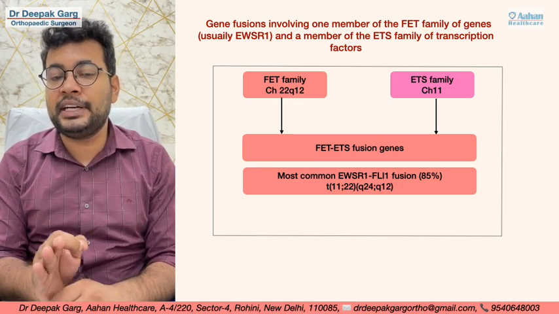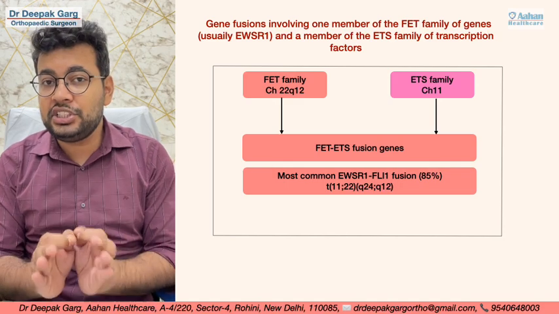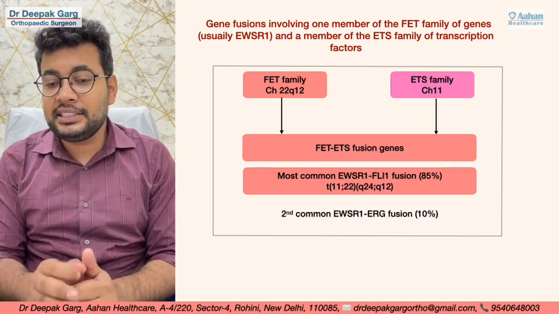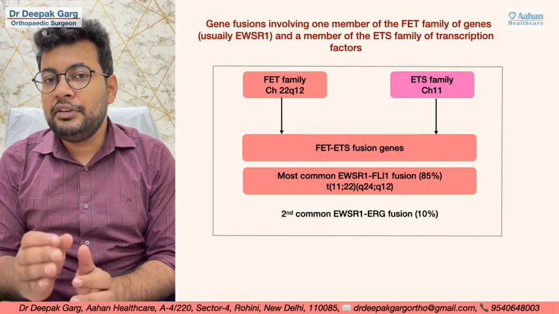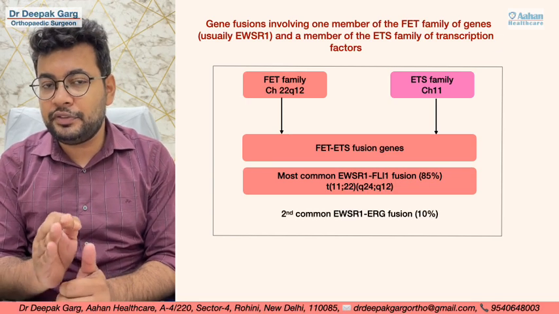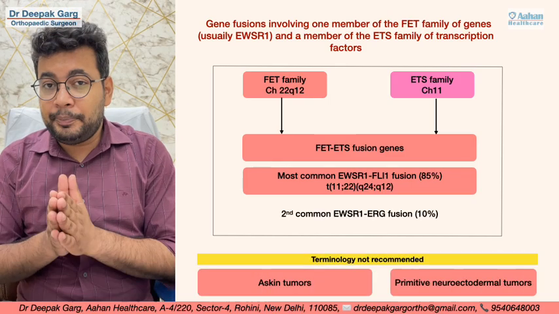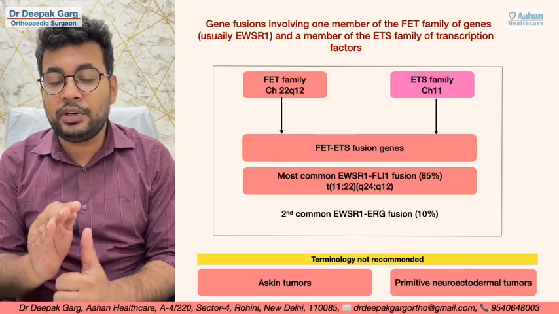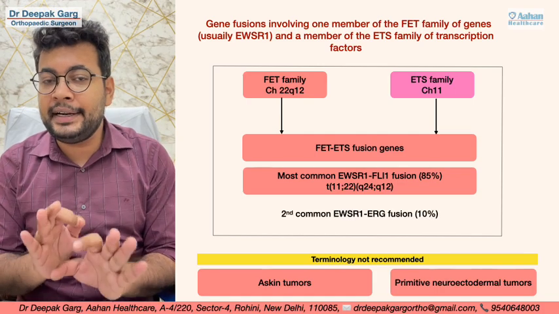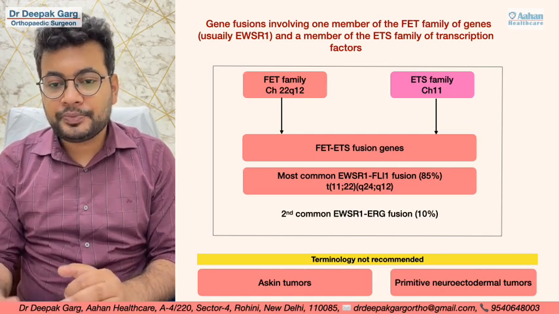Approximately 85% of Ewing sarcomas have this fusion gene, and the second most common is the EWSR1-ERG fusion gene, which is approximately 10% of the patients. And the previous terminologies like PNET and primitive neuroectodermal tumors are not recommended now by WHO.